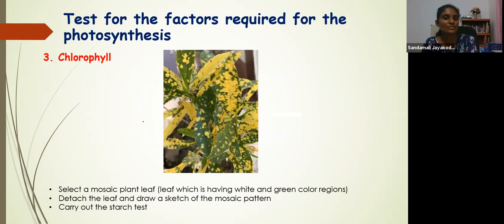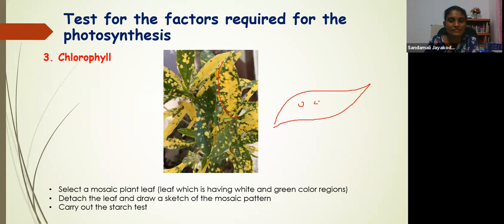Now I am moving to the third factor we are going to discuss. It is chlorophyll. Chlorophyll is required for photosynthesis. We know that, but we are going to check it here. So what we have to do is pluck a leaf from a plant like this. We have seen croton plants with green and white color patches. We have to select a leaf like that.